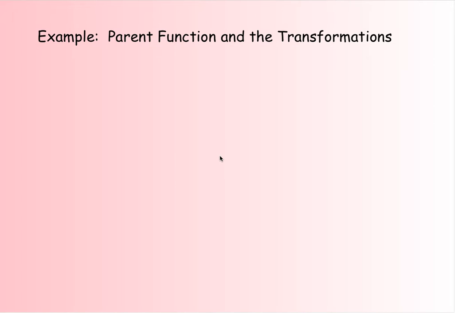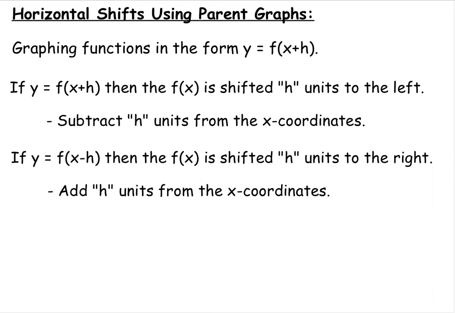This video focuses on the parent function and transformations of the square root function. To review, here are the rules for the horizontal shifts. If you have f of x plus h, this is a horizontal translation. If you have x plus h, we think opposite: you're going to go to the left h units, and you're going to subtract h from all the x coordinates.